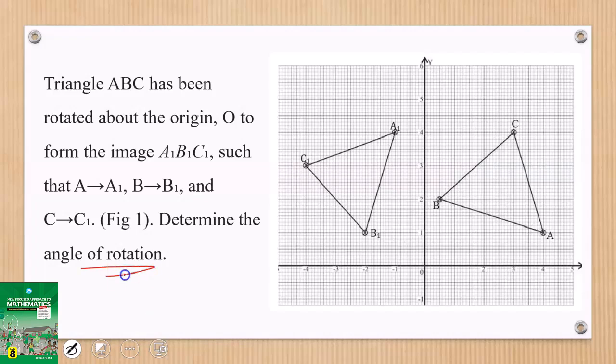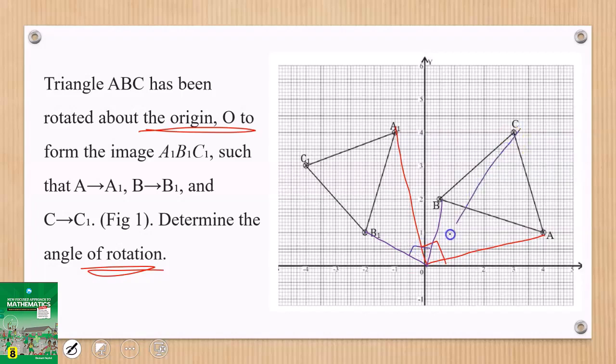So since they are talking about rotation, and all we need to know is the angle of rotation, we will draw a straight line from the original point to the center, because they said about the origin O. Then we join from the point A to the image A1. Then we can use our protractor to measure the angle here, and obviously the angle is going to be 90 degrees. The same thing can be done with the B. I can join the B to this and join it to its image position, so that the angle between the two lines is 90.